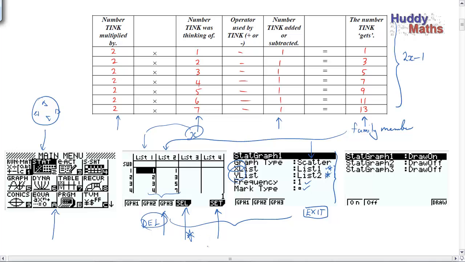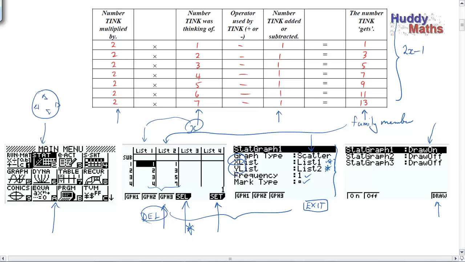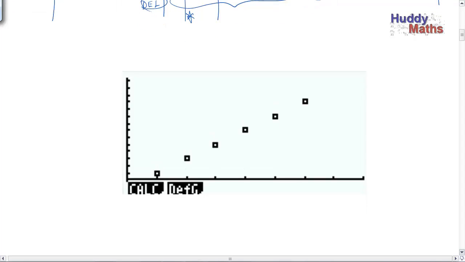It says which graph you're going to draw, because the Casio can actually be set up with 3 graphs in stat mode all at the same time. So stat graph 1 is the one we want, so you need to scroll to there with the big button and put draw on, and if you hit draw, then you get the graph. You might have to pause and play around with that. Depends on how much experience you've had with the Casio. Alright, come down now, and that's what you're going to get.